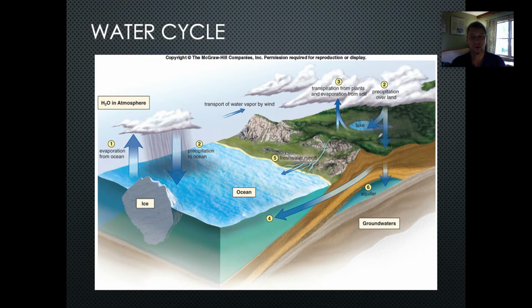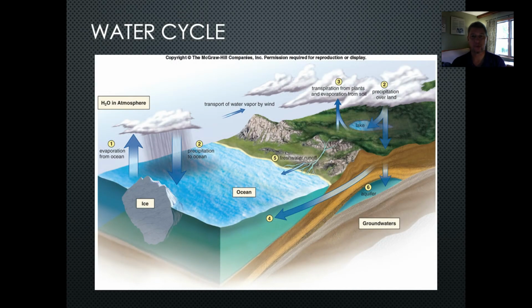There's also transpiration from plants on the land. Both of those processes lead to precipitation, snow and rain and that sort of thing, whether it falls over the ocean or the land.